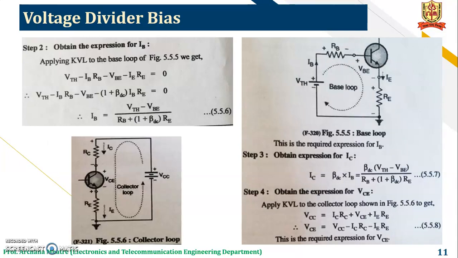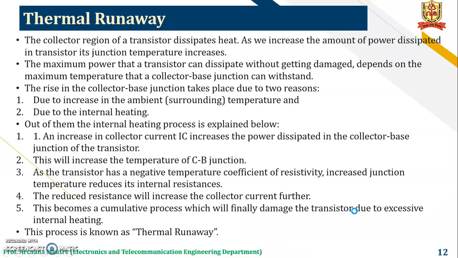Then step 2, obtain the expression for IB. For that, we'll apply KVL to the base loop circuit. So we'll get the equation as VTH minus IB RTH minus VBE minus IE RE is equal to 0. Rearranging the equation, we'll get the value of IB, that is the base current, is equal to (VTH minus VBE) divided by [RTH plus (1 plus beta) RE]. Then the next step is to obtain the expression for collector current and the expression for VCE. For that, we'll apply KVL to the collector loop.